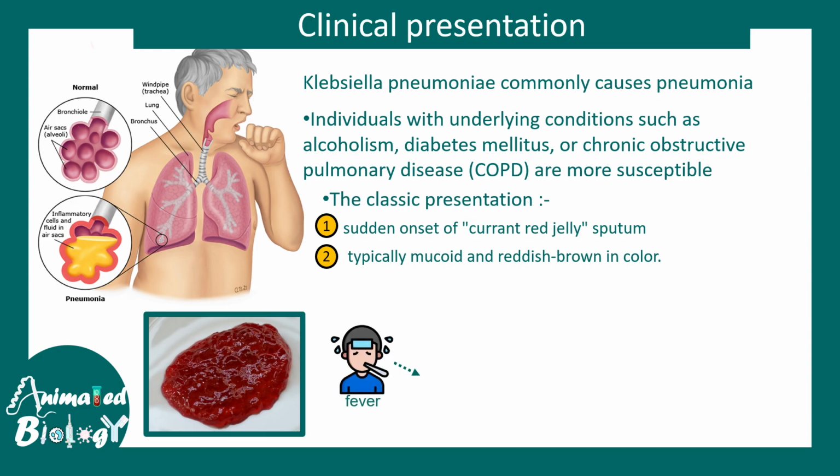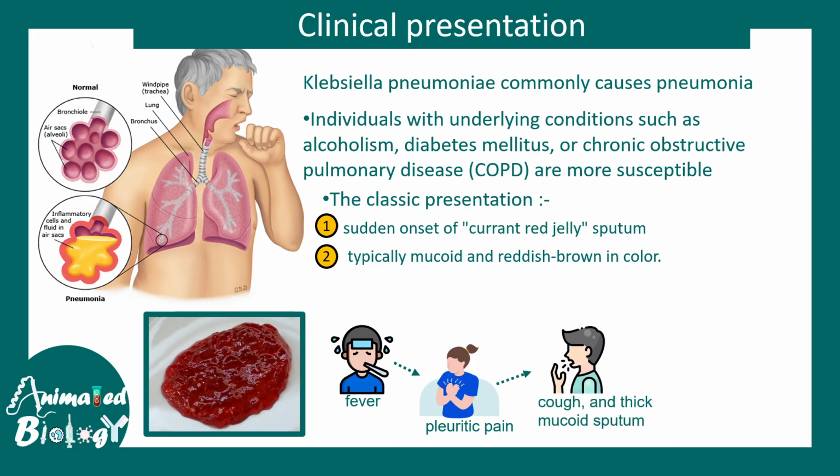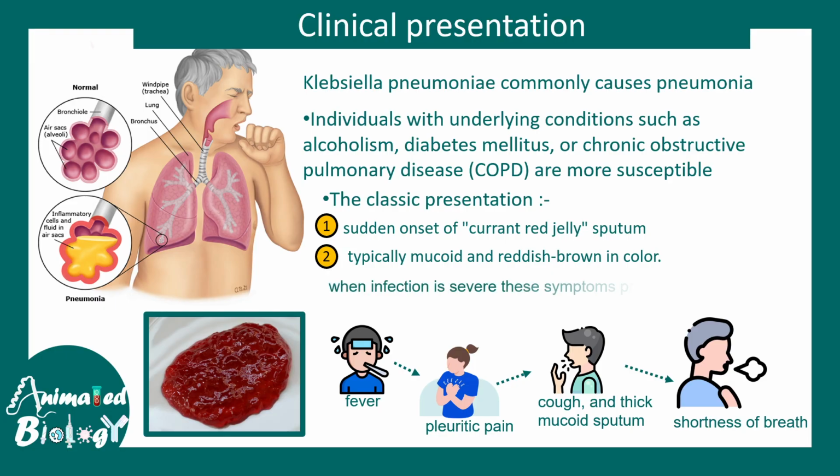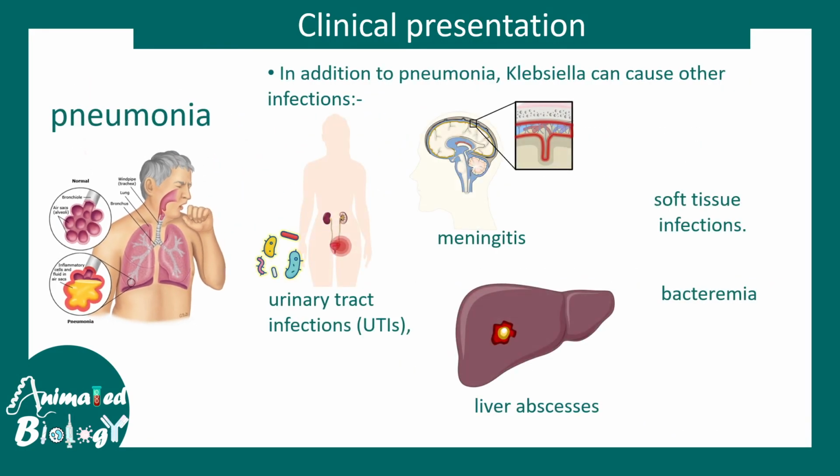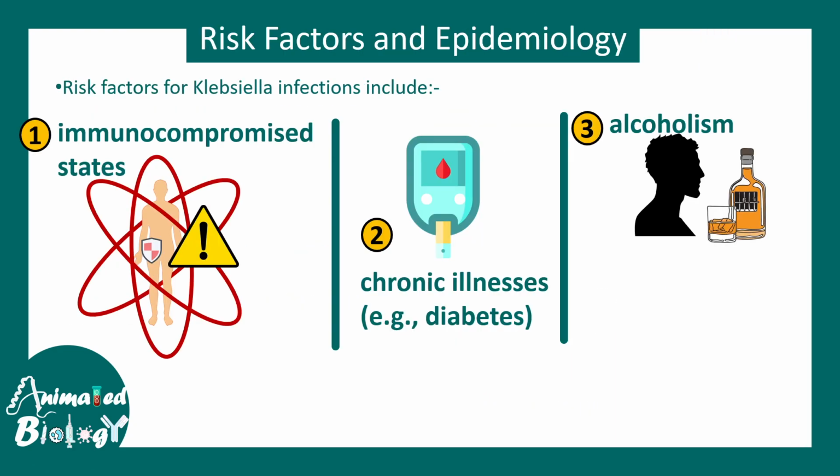There could be fever, which has a sudden onset, pleuritic pain, then cough and thick mucoid sputum, and eventually it might cause shortness of breath. Now, when the infection is severe, this kind of shortness of breath is visible. Cyanosis and death can occur even in 2 or 3 days in extreme situations. Now, in addition to pneumonia, Klebsiella can cause several other infections like UTIs, meningitis, liver abscess, soft tissue infection, and bacteremia.